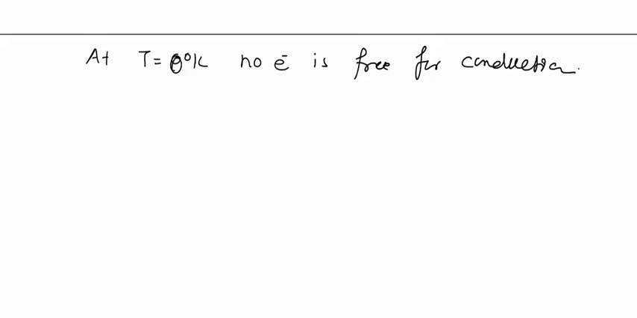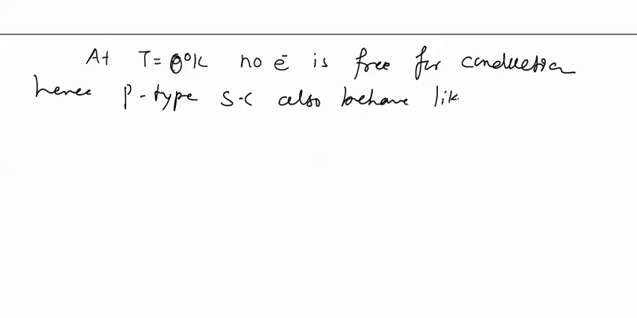At T equal to 0 degrees Kelvin, we have seen that no electron is free for conduction. Hence the p-type semiconductor also behaves like an insulator.